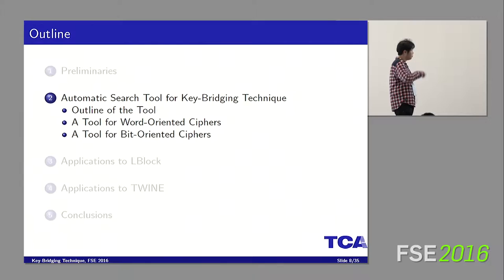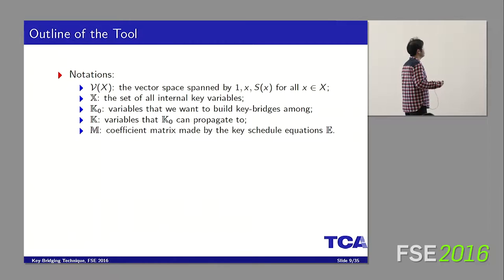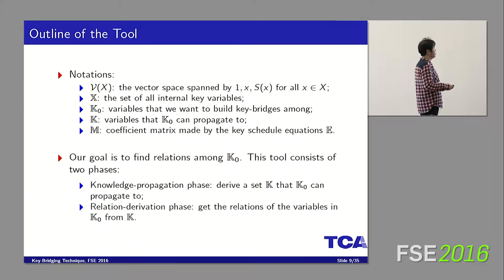Next, I will give our automated search tool for the key bridging technique. Here is some notation used in this section. Vx is the vector space spanned by 1x,sx for all x belonging to X. X is the set of all internal key variables. K0 is the variables that we want to build key bridges among. K is the variables that K0 can propagate to, and M is the coefficient matrix made by the key schedule equation E. Our goal is to find relations among K0. This tool consists of two phases.